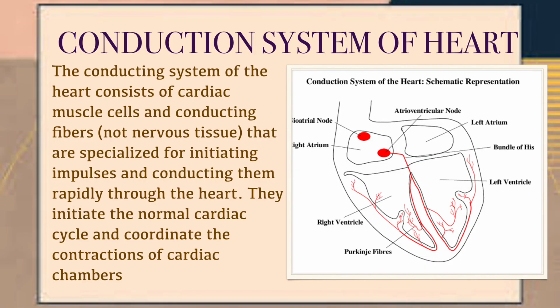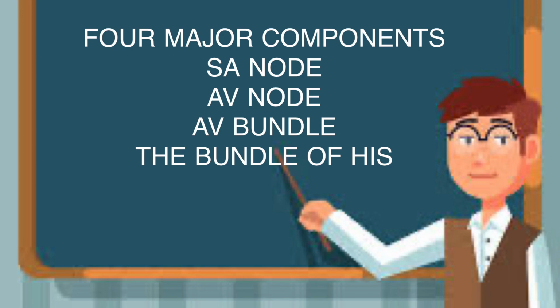Conduction system of the heart. The conduction system of the heart consists of cardiac muscle and conducting fibers that are specialized for initiating impulses and conducting them rapidly through the heart. They initiate the normal cardiac cycle and coordinate the contractions of the cardiac chambers. Conduction system of the heart as shown in the figure: SA node, AV node, bundle of His, Purkinje fibers. Four major components for conduction of the heart: SA node, AV node, AV bundle, the bundle of His.